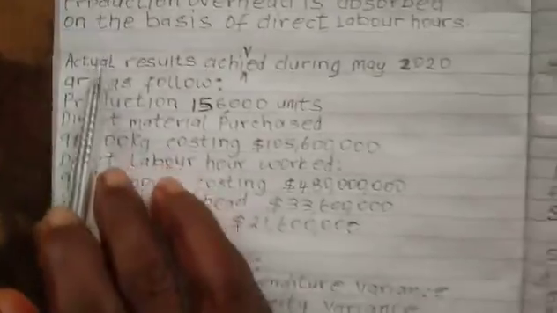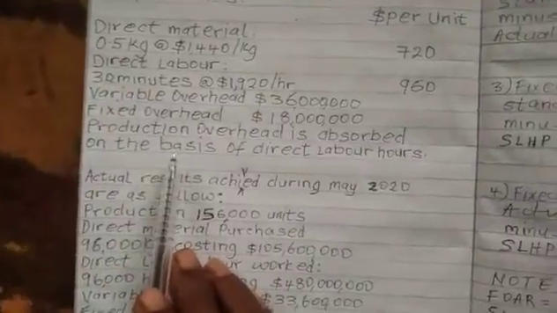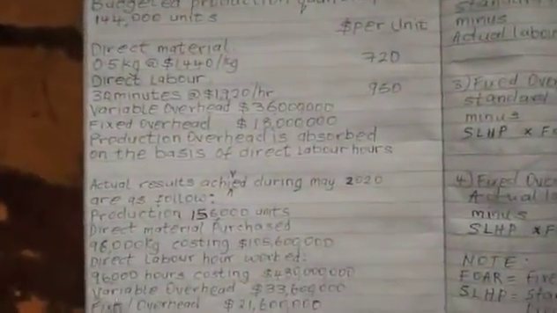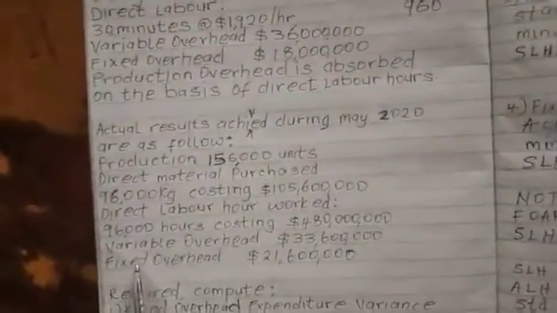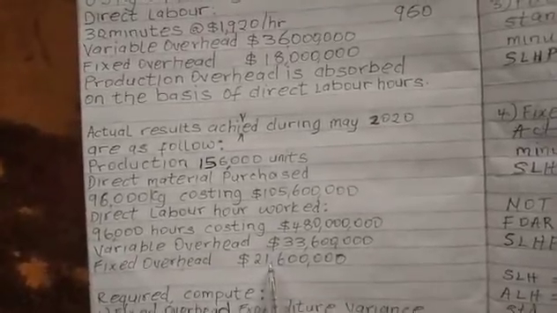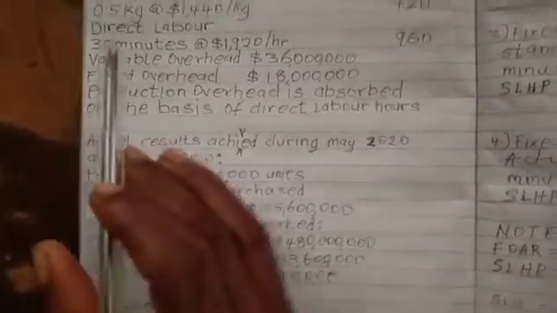And this is the actual aspect of the question. This is the budgeted aspect of the question. A standard costing question is always like that: the standard aspect of the question and the actual aspect of the question. Where is the actual fixed overhead? This is it: $21,600,000. Where is the budgeted fixed overhead? Go to the budgeted aspect of the question.